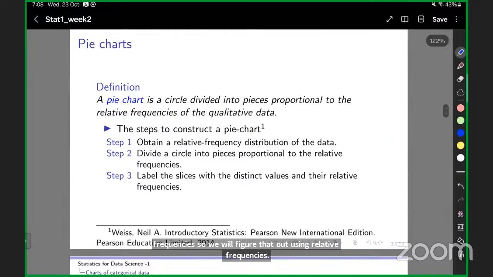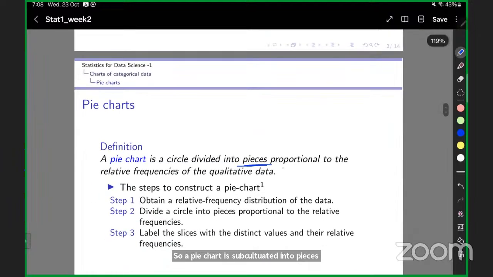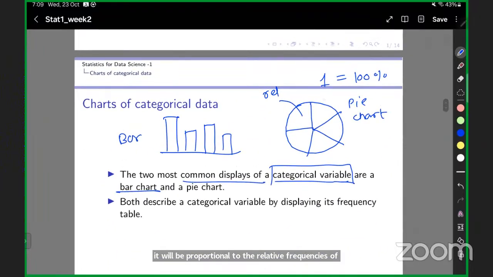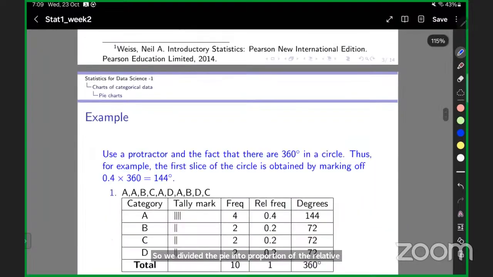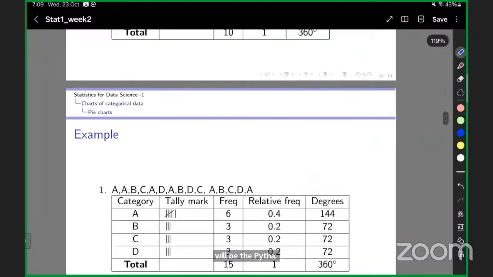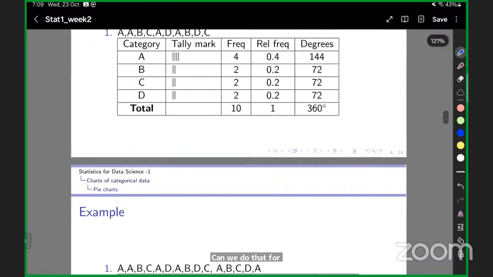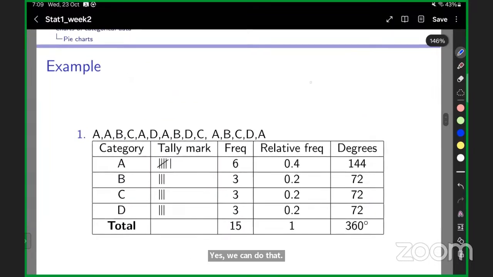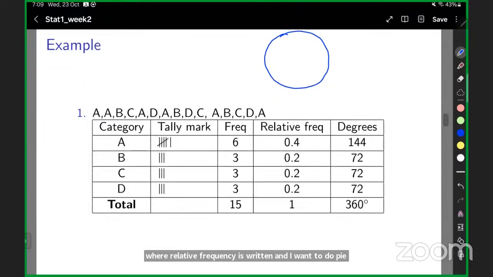So a pie chart is a circle divided into pieces, and it will be proportional to the relative frequencies of qualitative data. So we divided the pie into proportions of the relative frequencies. That's what the pie chart is. Can we do that for this one? Yes, we can. Let's say I have this data where relative frequency is written, and I want to do a pie chart for that.